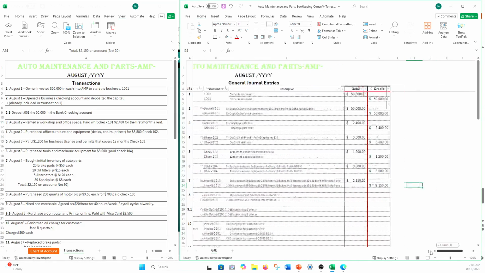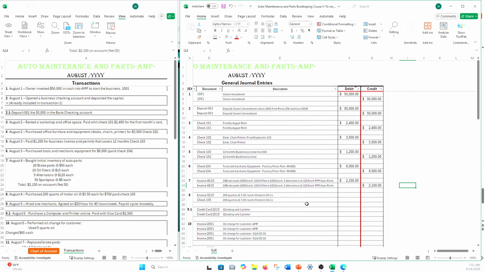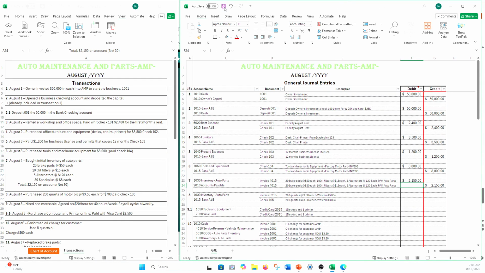Let me save this one more time here and move to transaction number 8. Now I want to go back a little bit. Remember, we said 20 brakes at 50 each, 10 oil filters at 15 each, 5 alternators at 120 each, and 50 spark plugs at $8 each. I want you to keep in mind that we are going to use this information later on when we sell or when we use one of these parts.